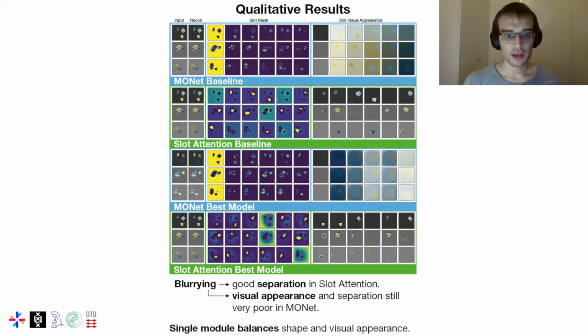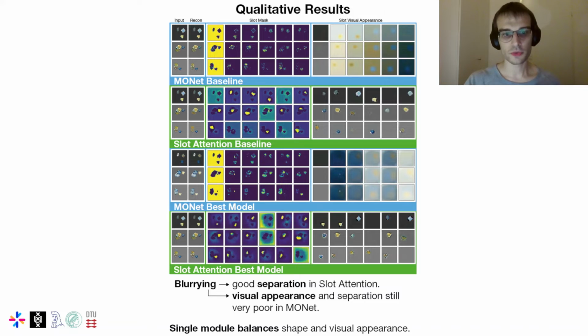Now, qualitatively, we observe that MONet achieves very high reconstruction performance, but does so by hyper-segmenting the image, focusing solely on distinct colors in each slot. Instead, slot attention blurs out the reconstructions a little bit, but separates the objects correctly.